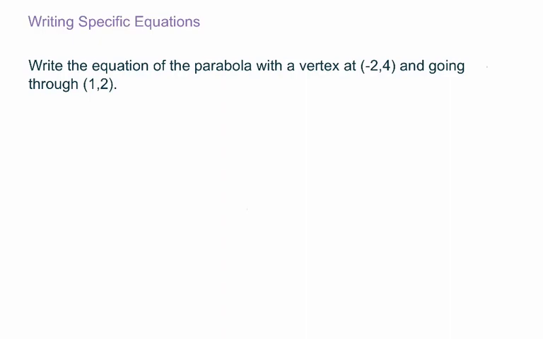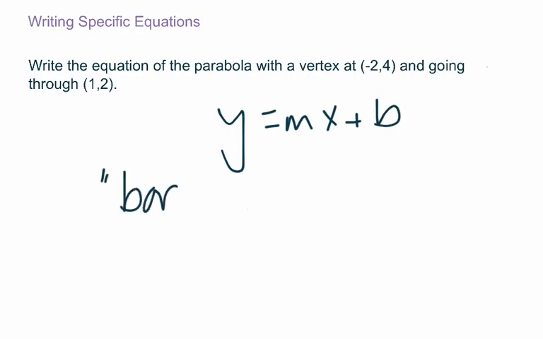We are going to write the equation of the parabola with a vertex at (-2, 4), going through the point (1, 2). This was not this particular problem, but there was a problem like this that was a bonus on the activity from Friday the 23rd, and I know at least one person in period 6 was able to do it. I gave you a hint. When we were writing equations for lines, we were dealing with y equals mx plus b. Do you remember how we borrowed the x and the y?